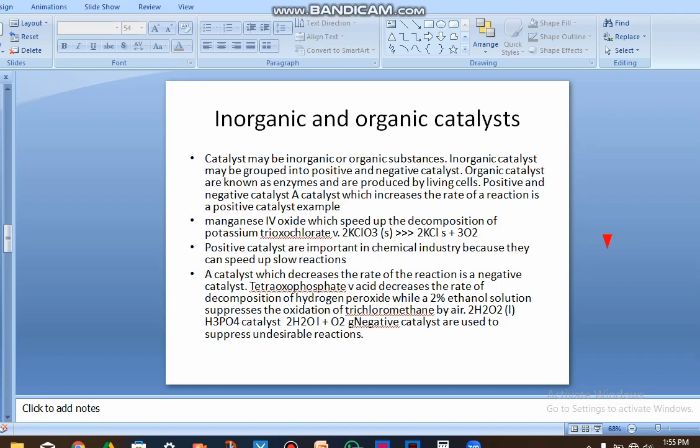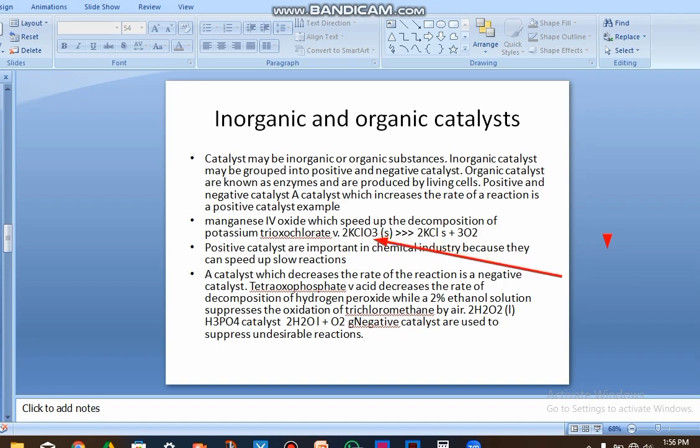So let's continue. A catalyst that increases the rate of a chemical reaction is known as a positive catalyst. Let's look at some examples of positive catalyst. Look at it. Manganese(IV) oxide, which speeds up the decomposition of potassium chlorate(V). Look at the formula, potassium chlorate(V). I've said before, all these numbers are the downside of what?